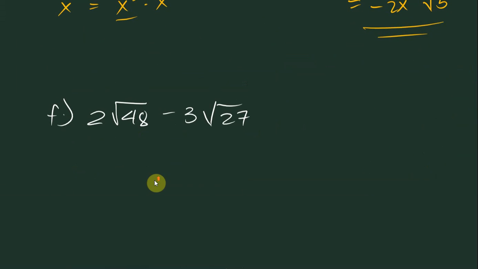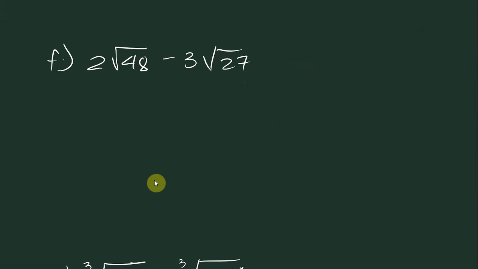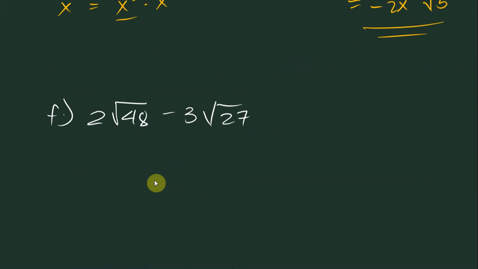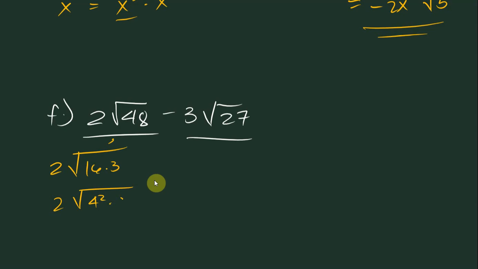So let's proceed with this. We have here 2 square root of 48 minus 3 square root of 27. Okay, so how are we going to combine this? Because as you will see later, this will involve the distributive property. So let's simplify these radicals first. So each of these. So we know that 48 is equal to 2 square root of 16 times 3, right? So this is also equal to the square root of 4 squared times 3.